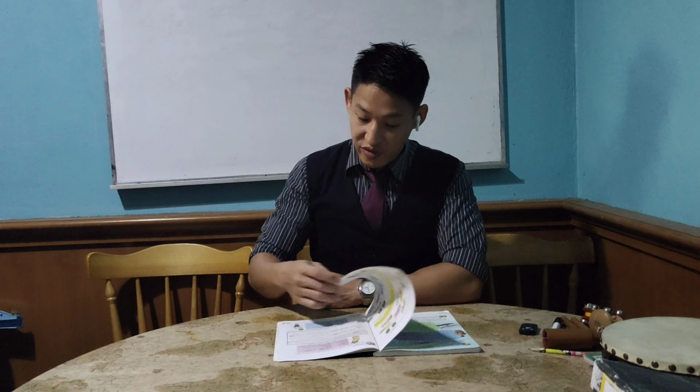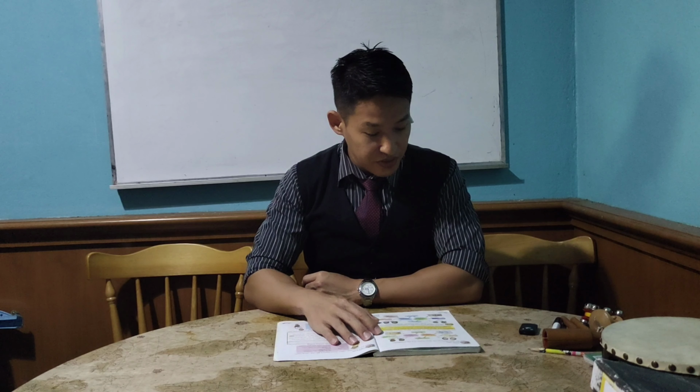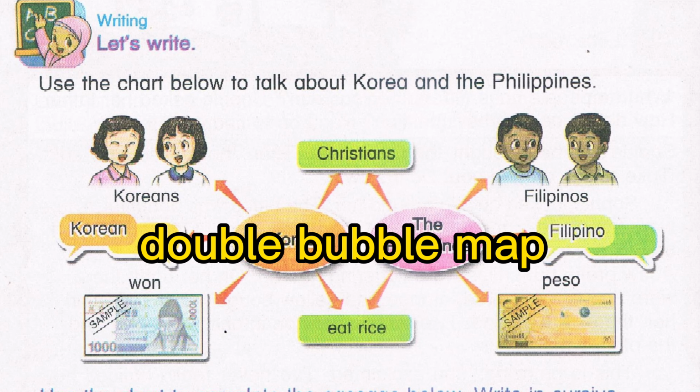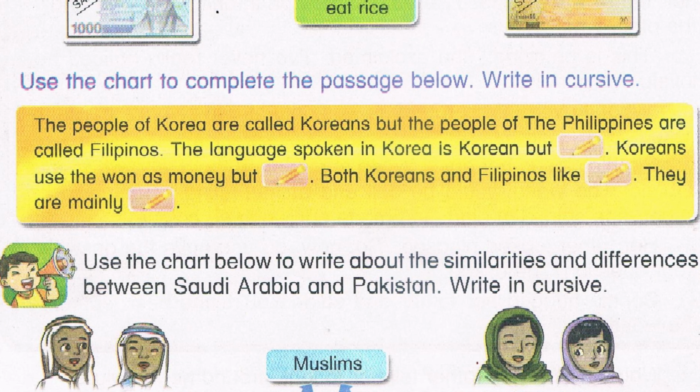Alright guys, let's proceed to page 132. It is a writing activity. Use the chart below to talk about Korea and the Philippines. As you can see, this chart is actually a double bubble map. So let's use the chart to complete the passage below.